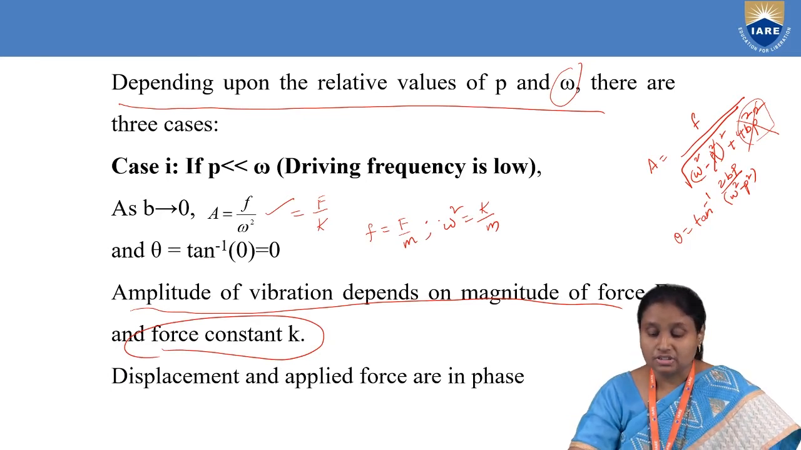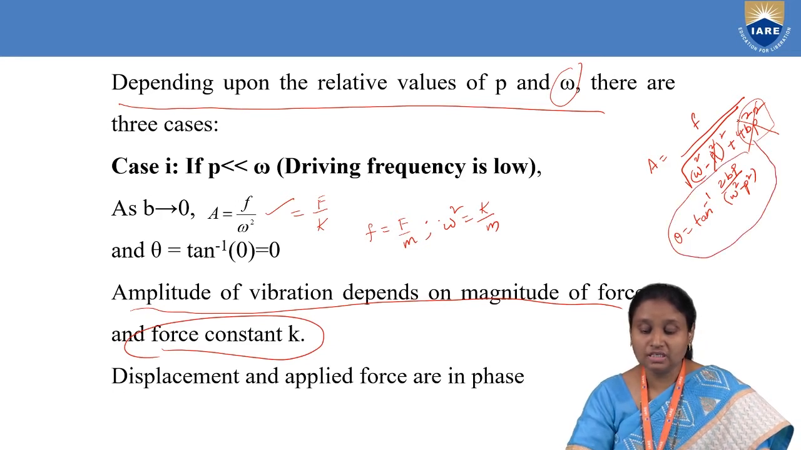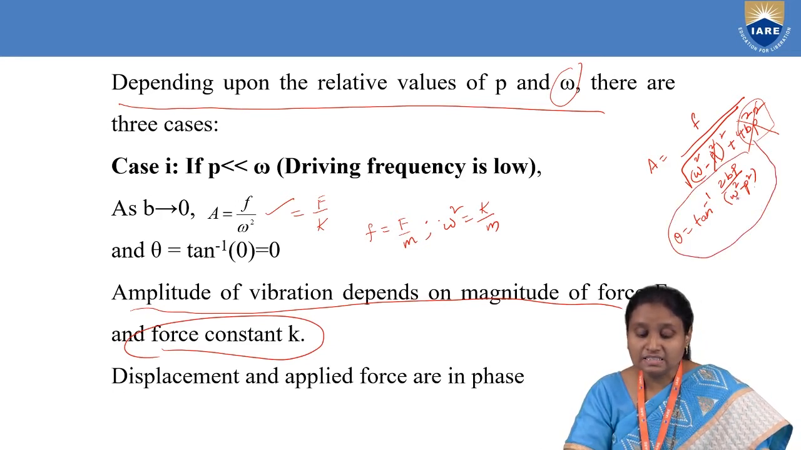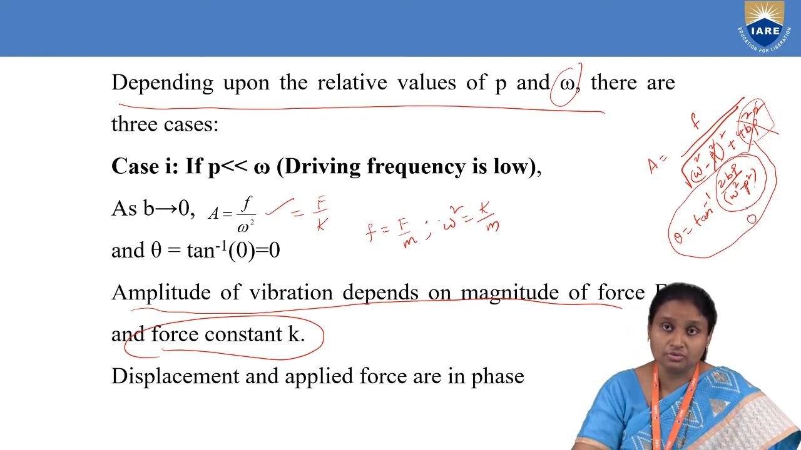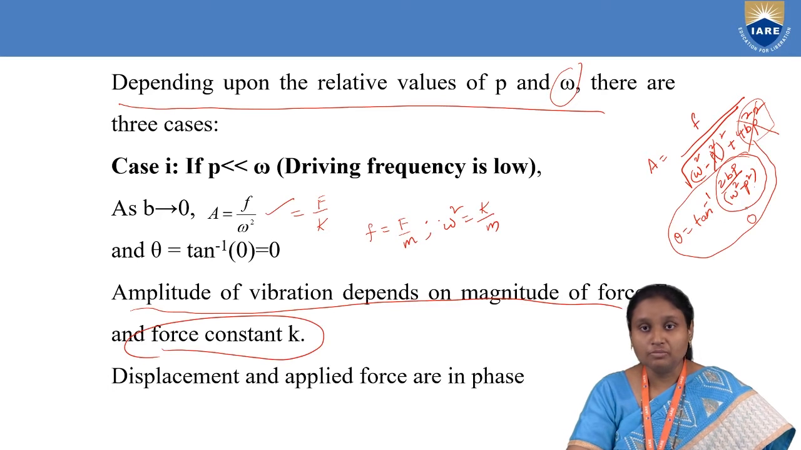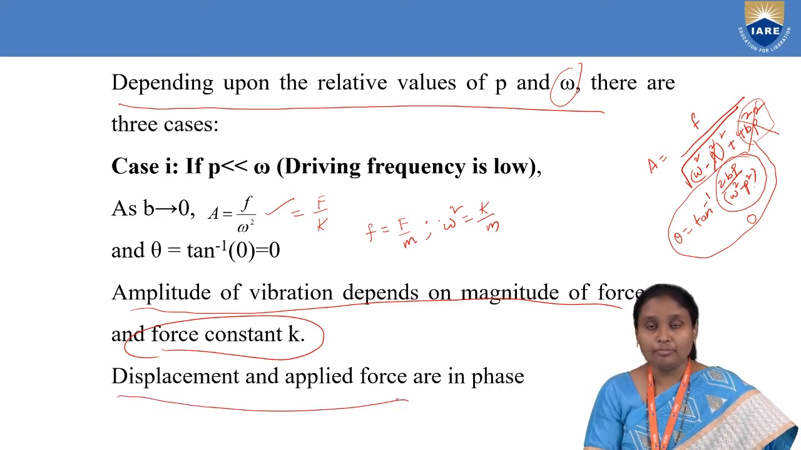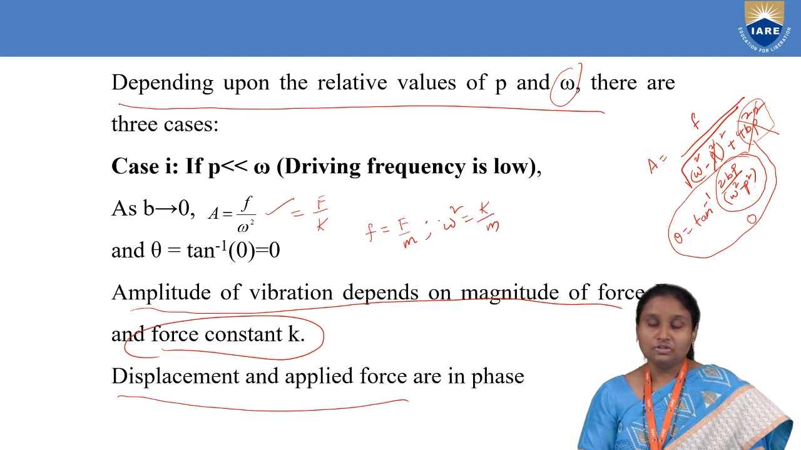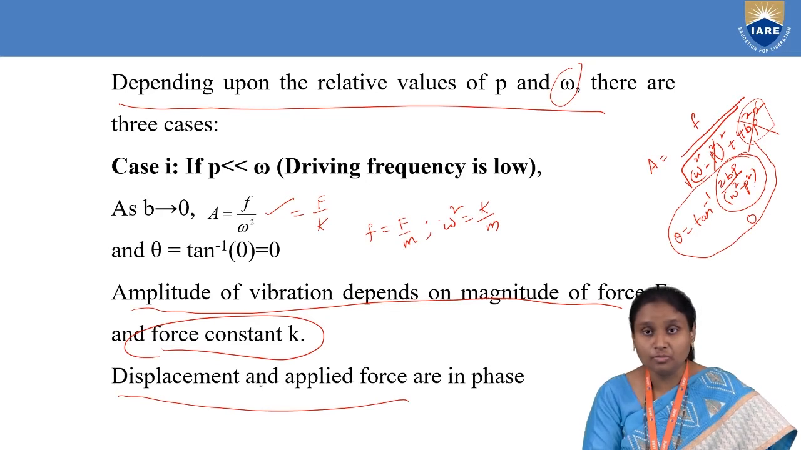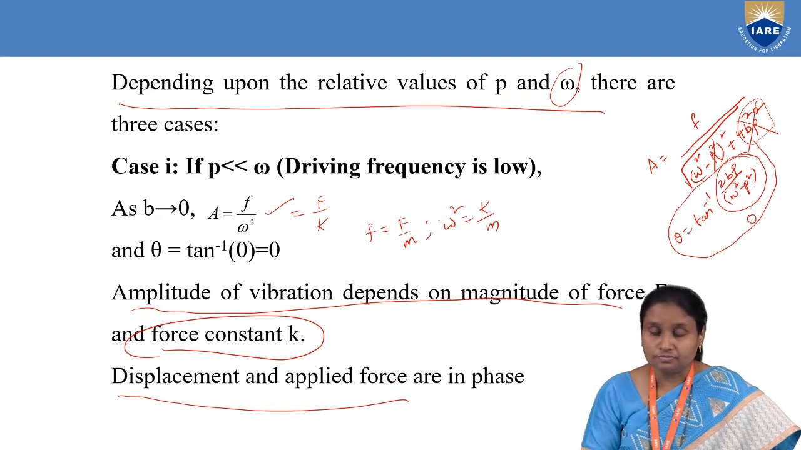Now coming to phase difference. Now we have this formula for phase difference and we are saying that p is very less compared to omega. So here omega is very large and here p is very less. So approximately I can take it to be a very small value or I can take it to be 0. And tan inverse of 0 is 0. It means that both the displacement and applied force are in phase. So when your driving frequency, or frequency applied by external force, is very, very small, then displacement of the body and applied force, both of them will be in phase. So this is the first conclusion.